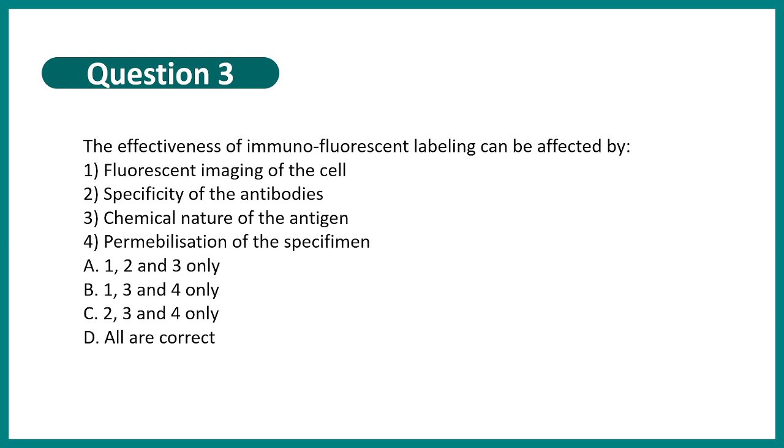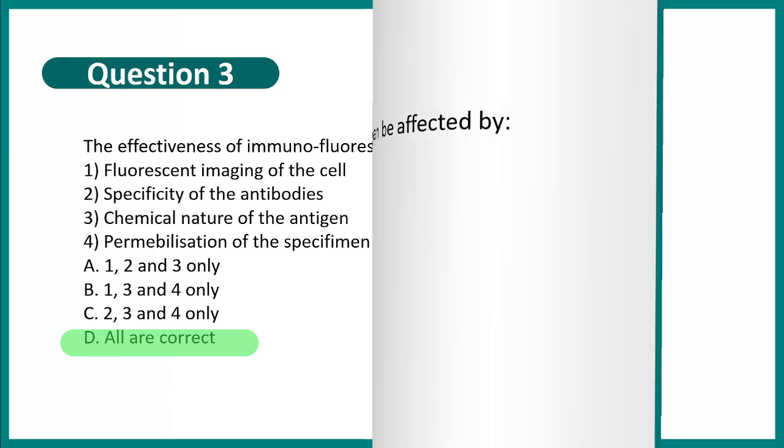Then question number 3 says the effectiveness of immunofluorescent labeling can be affected by fluorescent imaging of the cell, specificity of the antibodies, chemical nature of the antigen, permeabilization of the specimen. The options are 1, 2, 3 only, 1, 3, 4 only, 2, 3, 4 only, and all of the above. So the correct answer is all of the above. If you want to learn more about immunohistochemistry, quickly click on the I button.